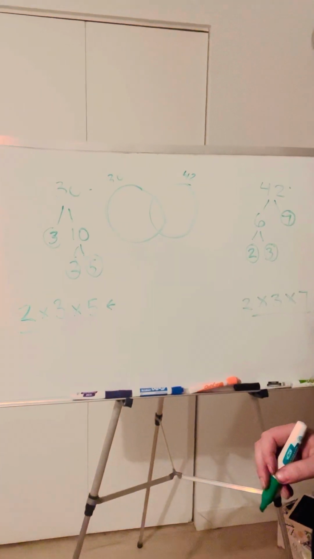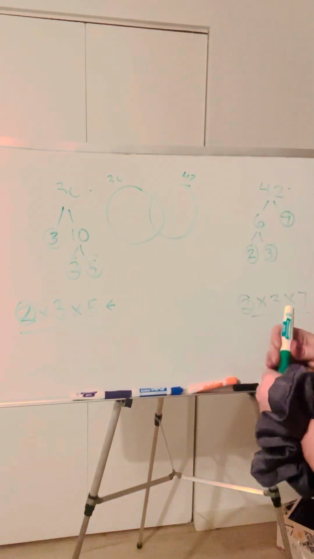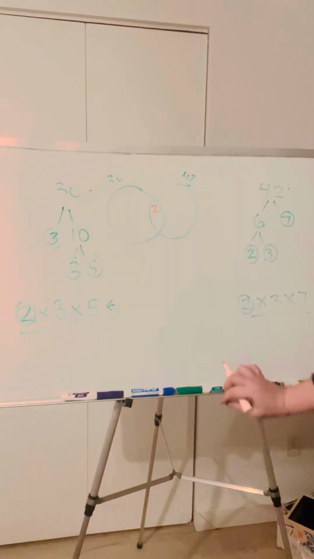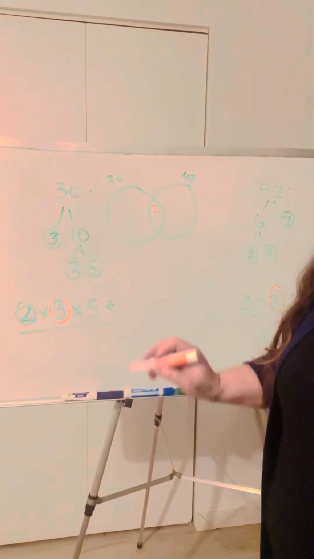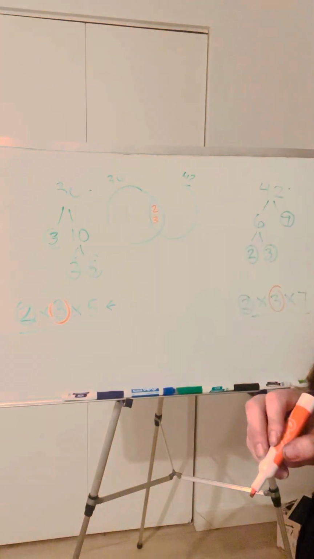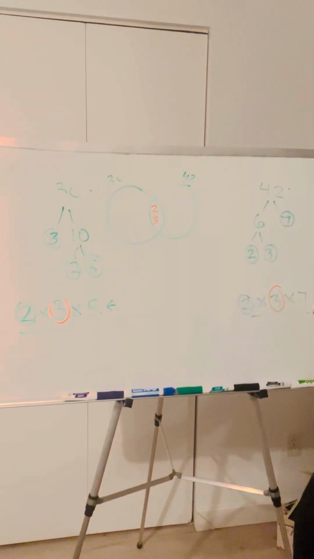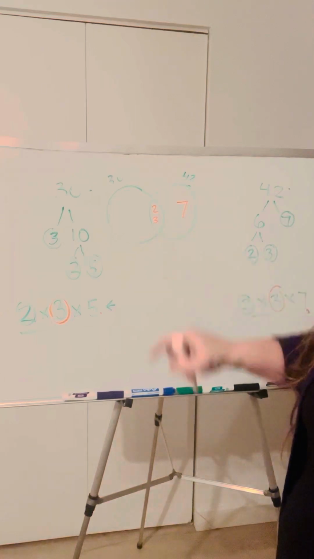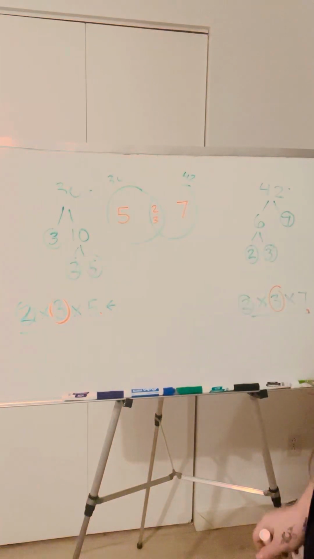So they both have a 2. So let's change the color and put a 2 in the center since they both have a 2 as a factor. They both have a 3. So we put 3 in the center because they both have 3 as a factor. 30 has 5, there's no 5 here. And 42 has 7, there's no 7 here. So 7 will go here, not in the overlapping area. And 5 will go here, not in the overlapping area.